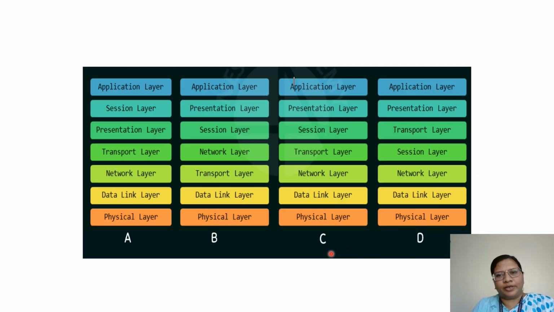So this is one of the brainstorming questions. Can you find which one is correct? The order should not be changed, as I already said. Can you tell me which one of these is correct? Please pause this, find which one is correct, and comment the answer.